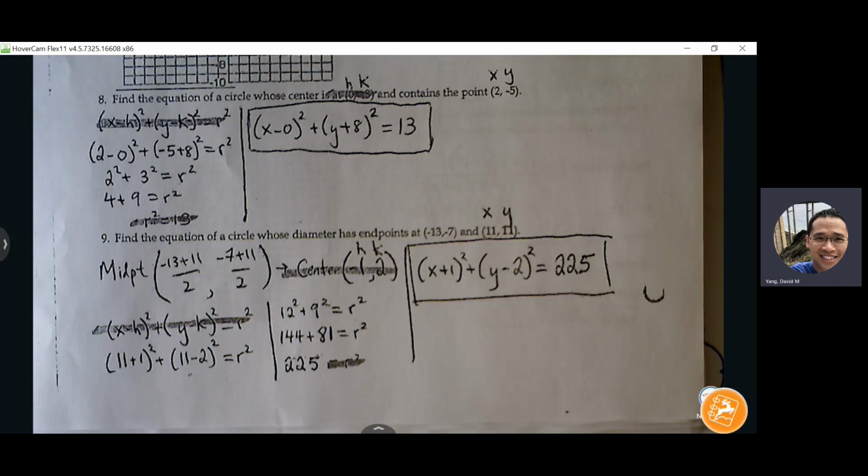Okay, so my center is (-1, 2). And now I have to pick a point on the circle. I can either choose (-3, 13) or (7, 11), just like number 8. And then once I have an x, y, and h, k, I'm using that to help me find r, because I need r, just like number 8.